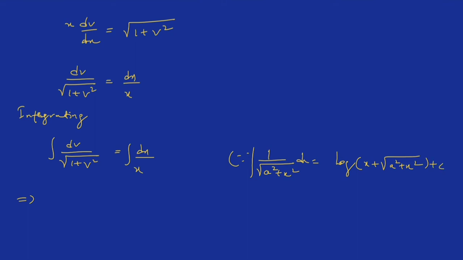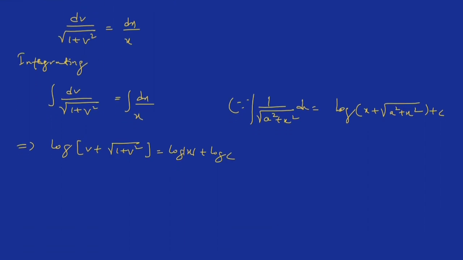So now we get here log of v plus under root of 1 plus v square. Here 1 means a, 1 square is nothing but 1 only, a square plus x square is 1 square plus v square, again 1 plus v square. Which equals log x plus log c. Now from both sides, if we cancel the log, then we get mod of v plus root of 1 plus v square equals mod cx.